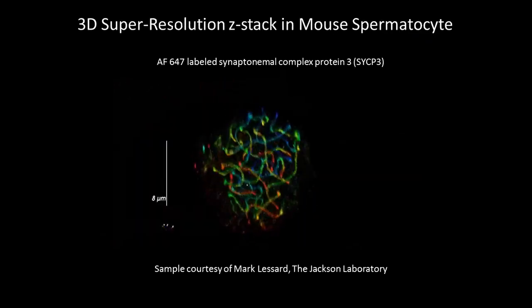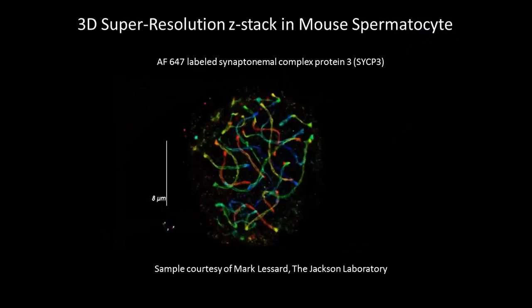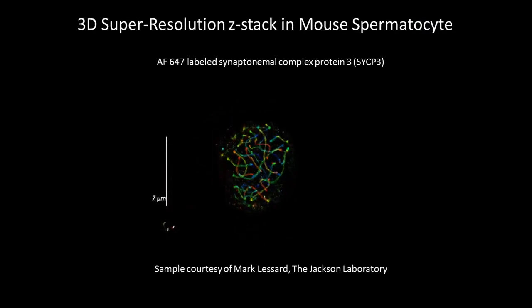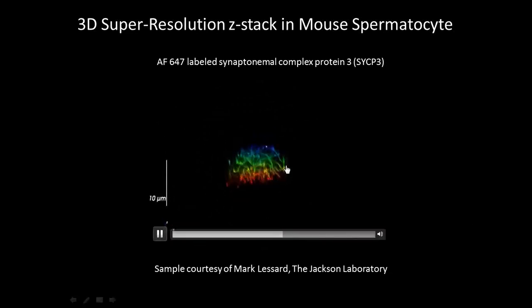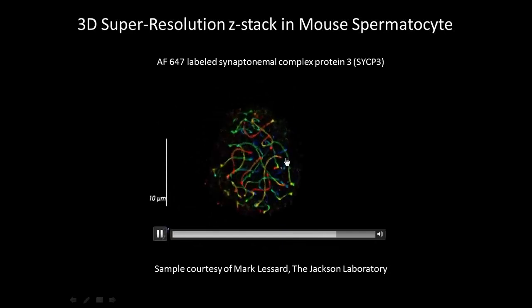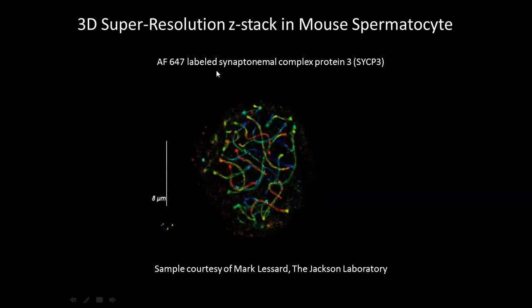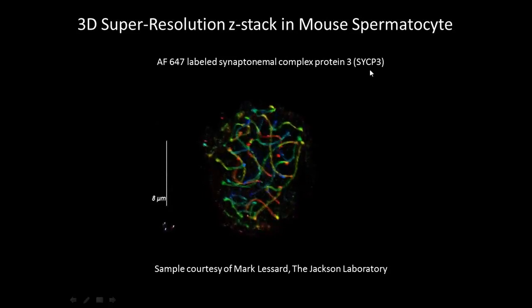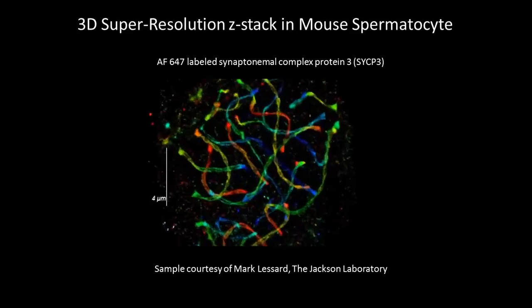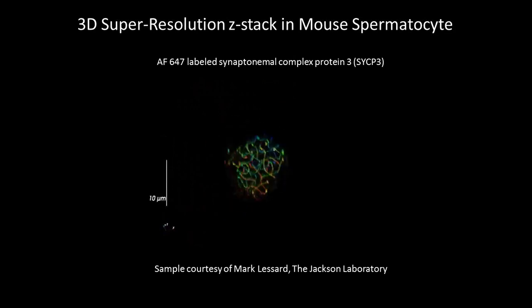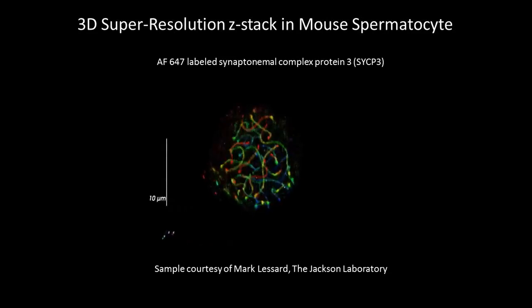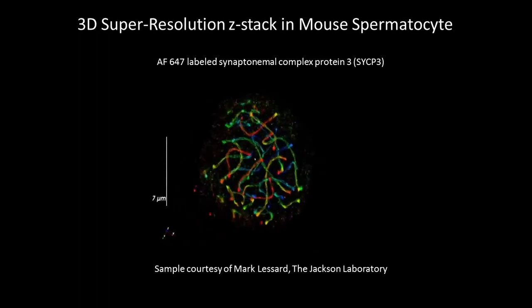So this is one of my favorite images. This is a sample that Mark Lessard from the Jackson Lab provided us. These are spermatocytes extracted from 14-day-old testes of mice, and then labeled for Alexa 647 CYP3 protein. He sent them to me suspended, and we were able to deposit them on a number 1.5 cover slip, use a little adapter, put buffer on it, and then take Z-stacks.